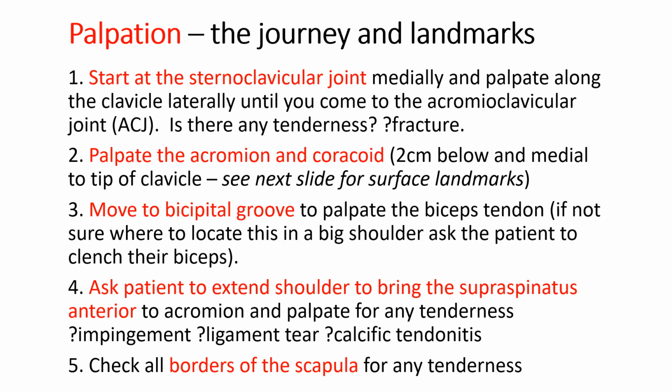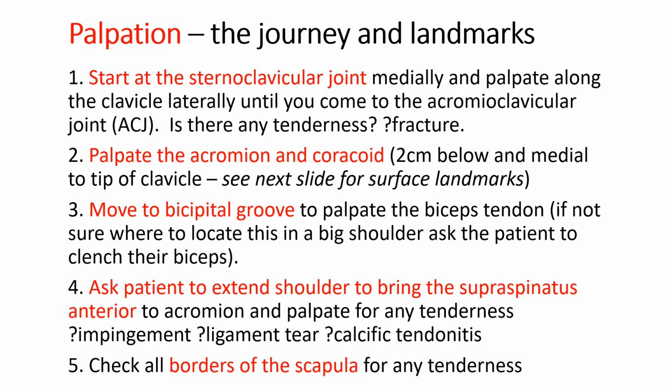Palpation begins with a journey. So you start at the sternoclavicular joint medially, palpate along the clavicle laterally until you come to the AC joint. Is there any tenderness? Is there any laxity? Is there a possible fracture or dislocation? Then you palpate the acromion and the coracoid. So you're going to go 2 centimeters below and medial to the tip of the clavicle.